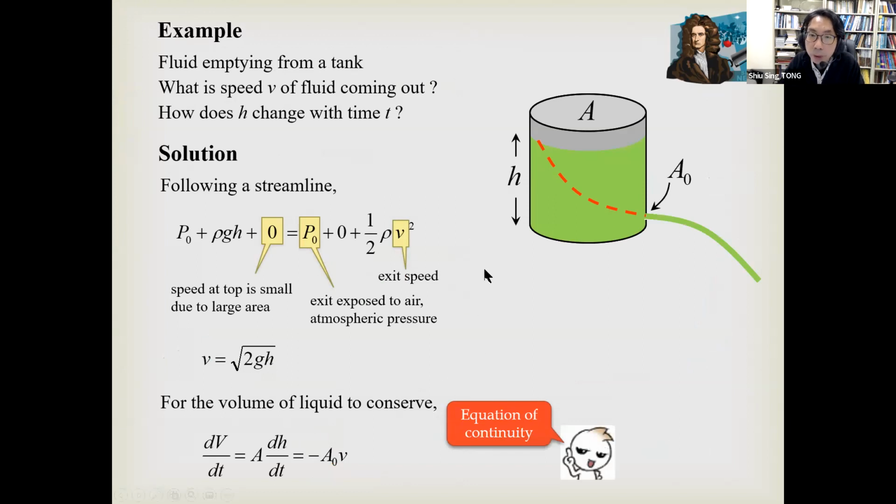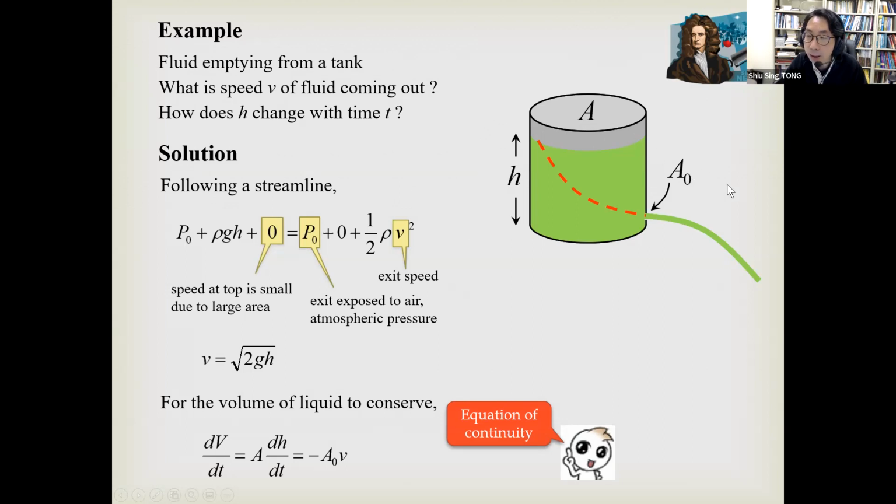Now, at the end of the chapter, let us study an example of water leaking out of a small hole at the bottom of a tank. We suppose we have a container of a large cross-sectional area A, and that container is filled with liquid, and we denote H to be the height of the liquid above the bottom. At the base of the container, there is a small hole with area A0. Now, A0 is much smaller than A because it's a small hole. When compared with the cross-sectional area of the container, it is negligible.